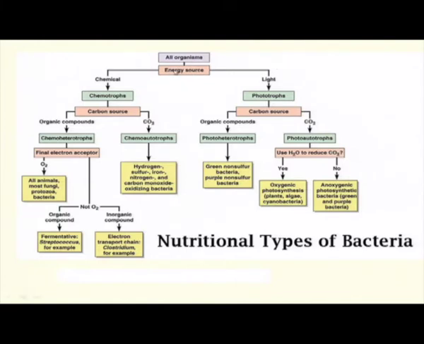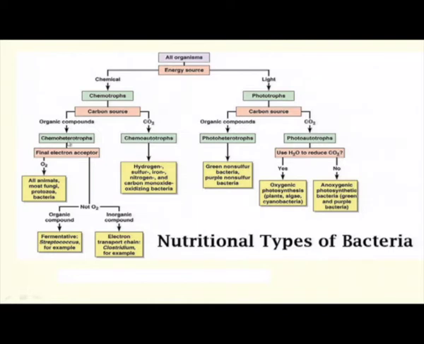Now, based on the nutrition types, what is the energy source? If chemical compounds are the source of energy for the organism, they are the chemotrophs. And if light is the source of energy, they are the phototrophs. So based on the energy source, you have either chemotrophs or phototrophs. Now, based on the carbon source, we can again subdivide them. Is the carbon source an organic compound or is it carbon dioxide? If it is a chemotroph utilizing an organic compound for its carbon source, it is a chemoheterotroph. And if it is using carbon dioxide as the carbon source, it is a chemoautotroph.